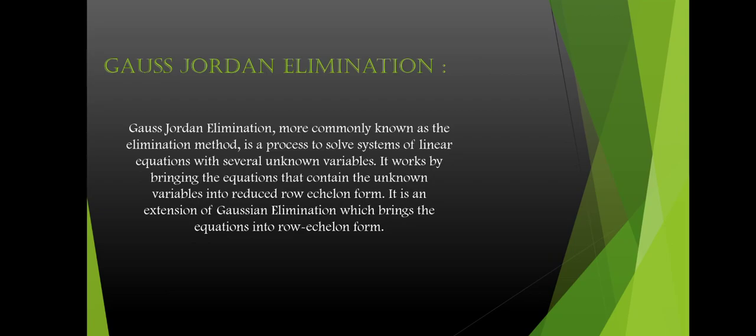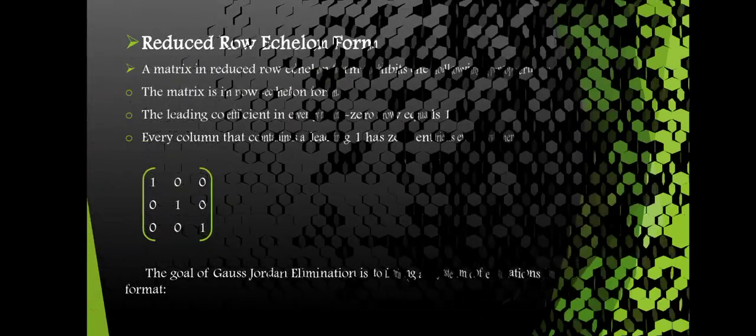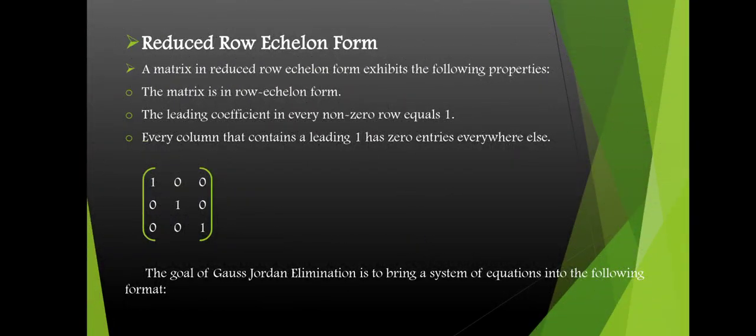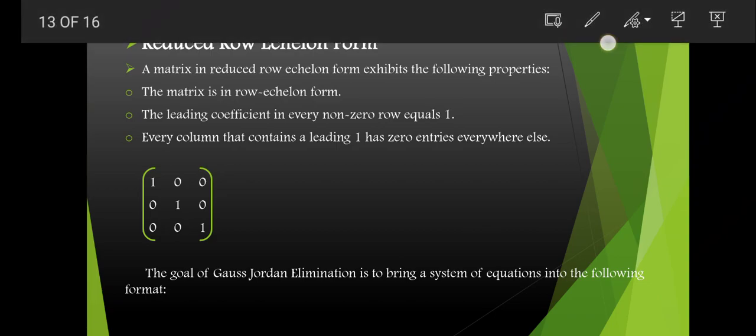Now let's get started with Gauss-Jordan elimination, that is the Gauss-Jordan method. Gauss-Jordan elimination, more commonly known as the elimination method, is a process to solve systems of linear equations with several unknown variables. It works by bringing the equations that contain the unknown variables into reduced row echelon form, that is, into an identity matrix. It is an extension of Gaussian elimination, which brings the equations into row echelon form. Now, what is reduced row echelon form? Let's get to know about it.